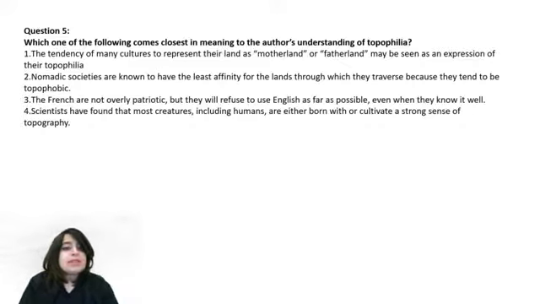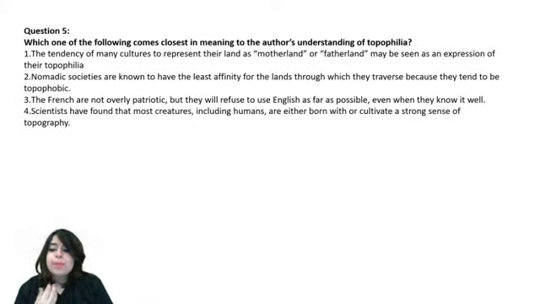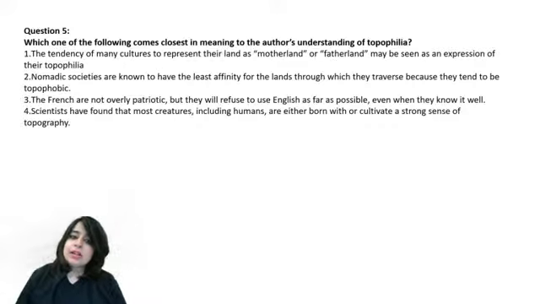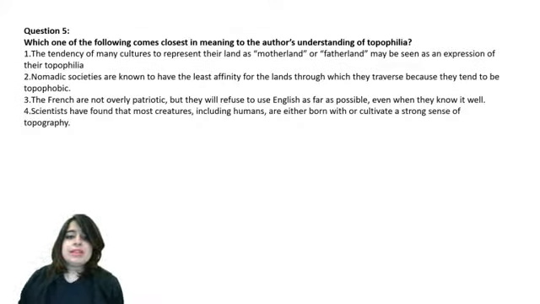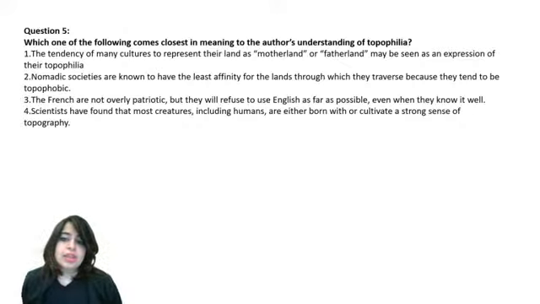It says, which one of the following comes closest in meaning to the author's understanding of topophilia? So, topophilia means love for a particular place, and the choice that we are going to pick right now must reflect love. So the very first option says the tendency of many cultures to represent their land as motherland or fatherland may be seen as an expression of their topophilia. Okay, nomadic societies are known to have the least affinity for lands through which they traverse because they tend to be topophobic. So again, it goes out because in the option we have least affinity for the place, so not any love.